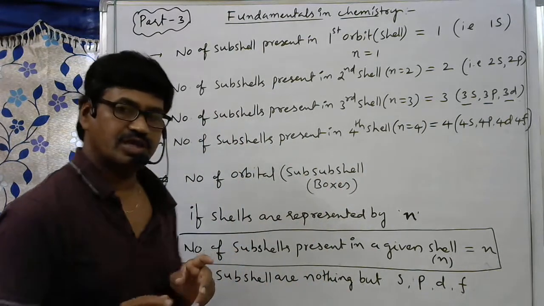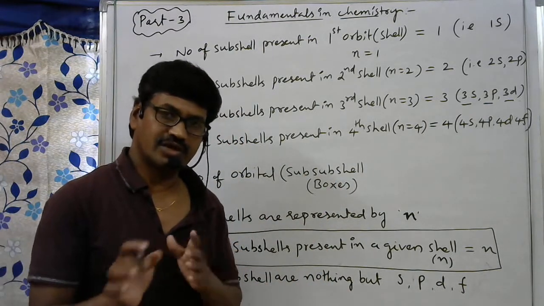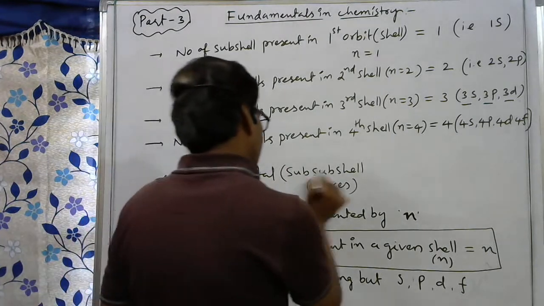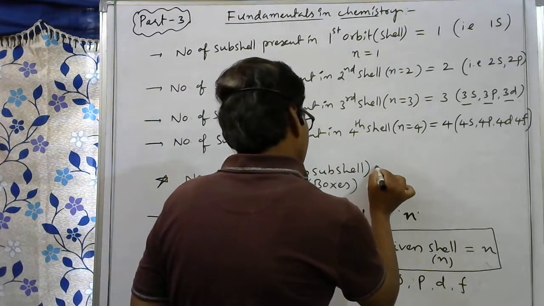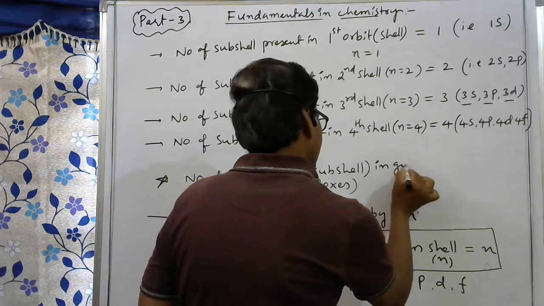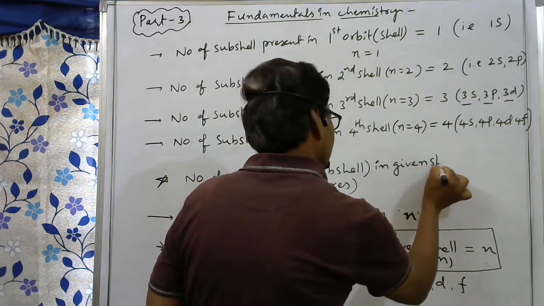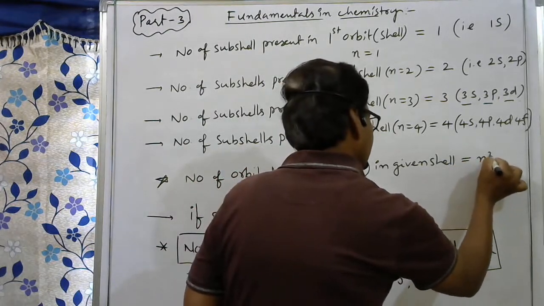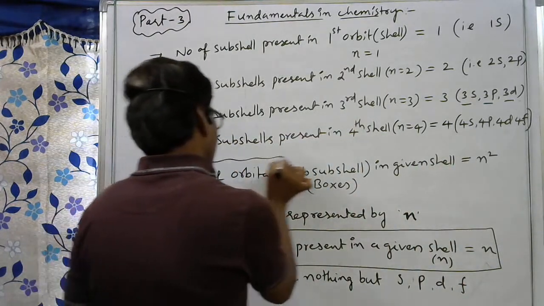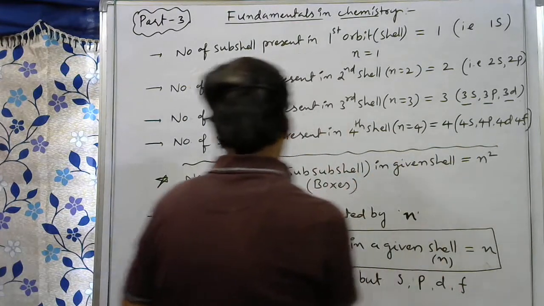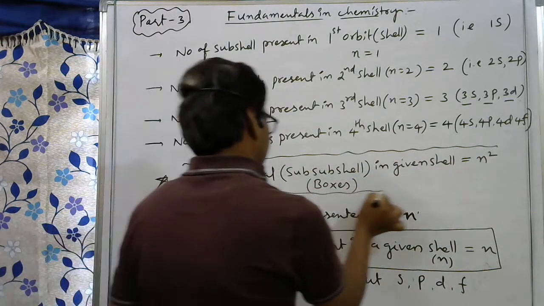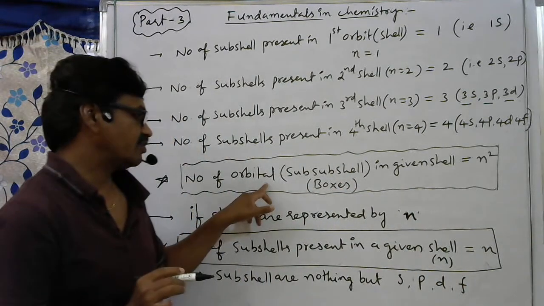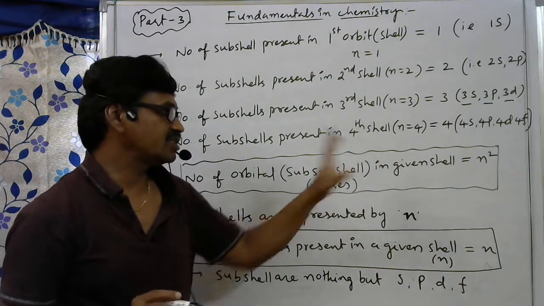If it is 2p orbital, we can write p orbital in 3 boxes, no? Like that. Number of orbitals or subshells in a given shell, in a given orbit, equal to n square. This is another formula. n square we should take. The formula here: number of orbitals, otherwise subshells in given shell equal to n square.